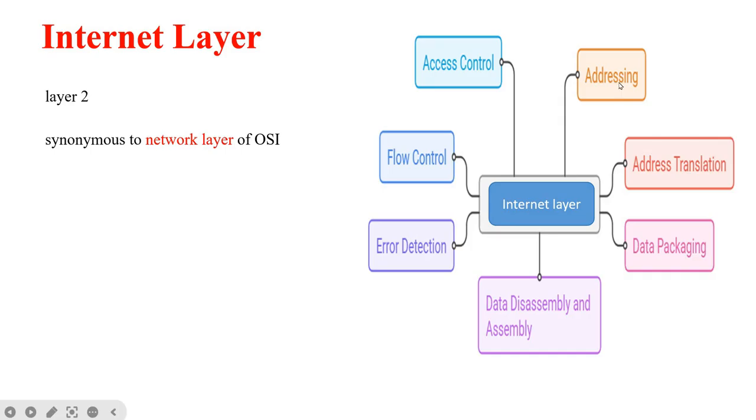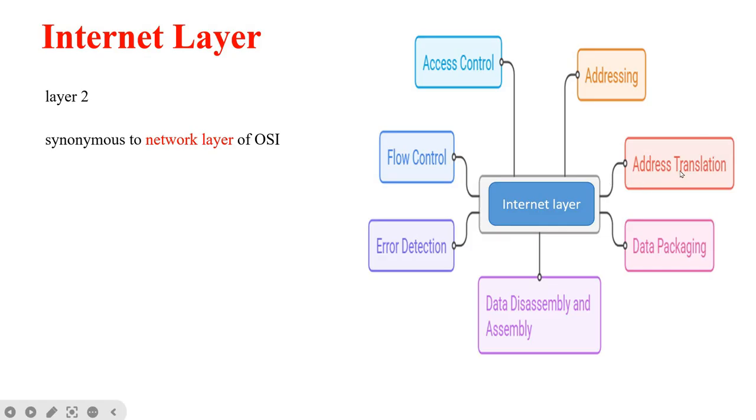Addressing is nothing but the use of IP addresses in order to identify the devices on the network. For example, every house has a unique home address, and every device has a unique IP address so that the data knows where to go. For example, an IPv6 address is 128-bit, and an IPv4 address is 32-bit.